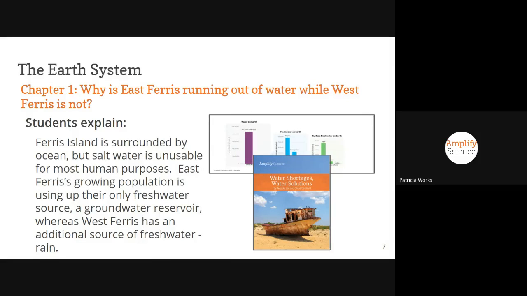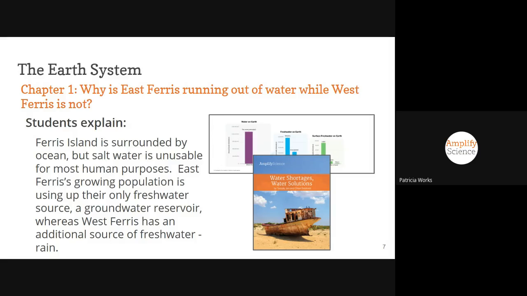In Chapter 1, students work to find out, why is East Ferris running out of water while West Ferris is not? Students investigate and learn almost all of Earth's water is salt water in the ocean. The limited amount of fresh water is mostly in glaciers and groundwater. The amount of available fresh water decreases when people use more than the amount that flows into their area. Key evidence sources here include information gained from analyzing graphs of global water distribution, reading the book Water Shortages, Water Solutions, and using media to see video of water flowing in and out of a reservoir at different rates.